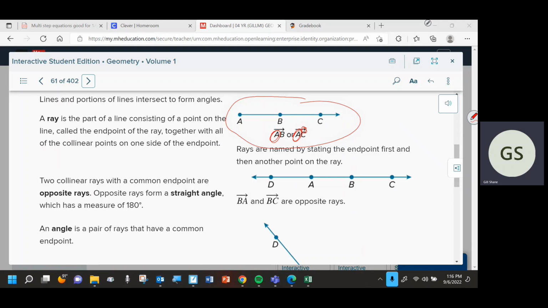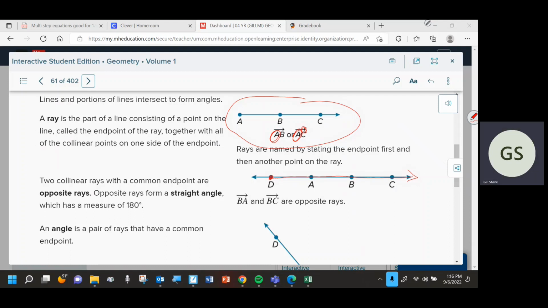So down here, if I wanted to name this ray right here, I got all kinds of options available. I have to start with D, but I could say DA, DB, DC, any one of those 3. Pick any other point on that ray going to the right.